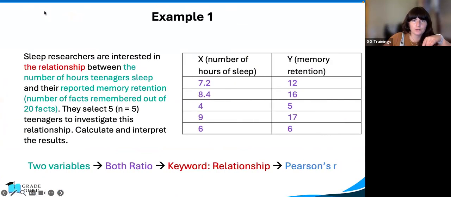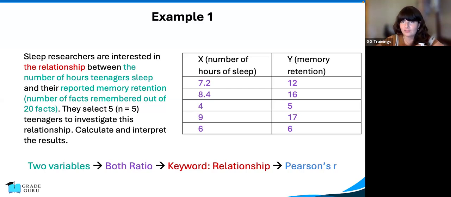Okay, so starting with what we looked at yesterday. So we're looking at a sleep study, sleep research. Sleep researchers are interested in the relationship between the number of hours teenagers sleep and their reported memory retention. They select 5 teenagers to investigate this relationship, calculate and interpret the results. Okay, so you start with how many variables? Okay, they're highlighted in that aquamarine color. So they look at the number of hours that teenagers sleep and their reported memory retention. Okay, your teenagers are your unit of analysis.